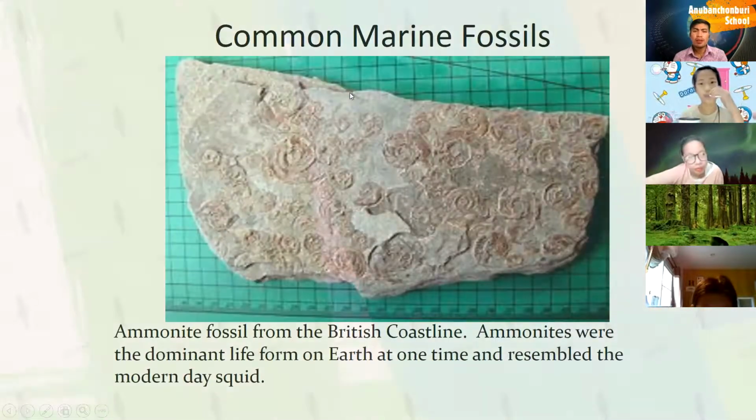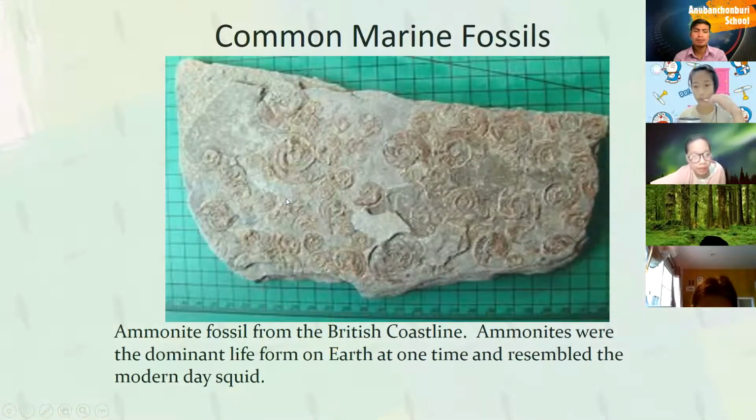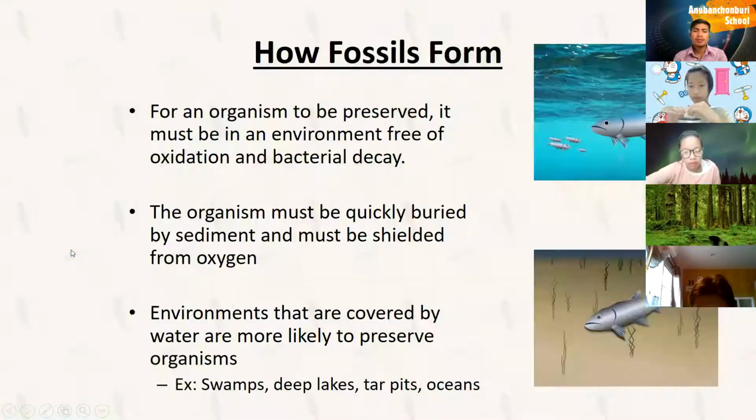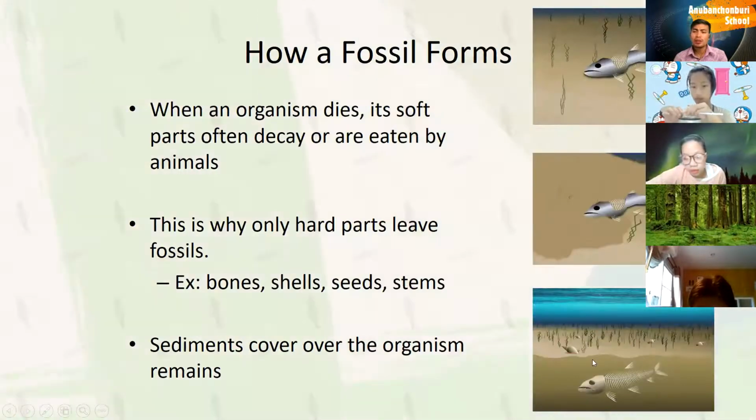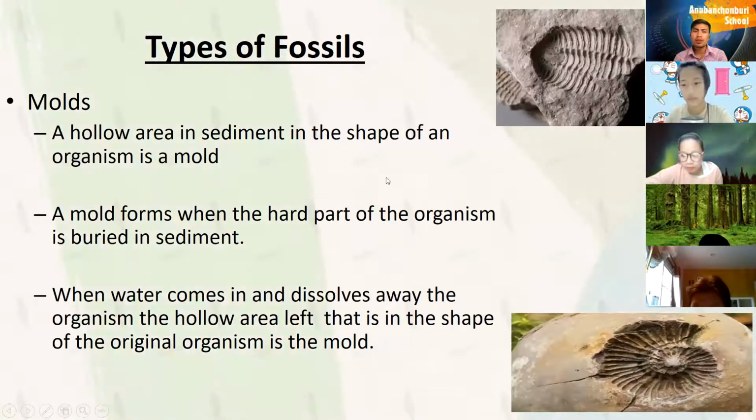So here are some of the common marine fossils. I think we can find it anywhere. This is an ammonite fossil. Now let's proceed here to how fossils are formed. So just looking at the picture here, the fish will die, and then the bones there, look at that. Okay, so this is what happens to the fish. Now let's proceed to the first type of fossil, molds.